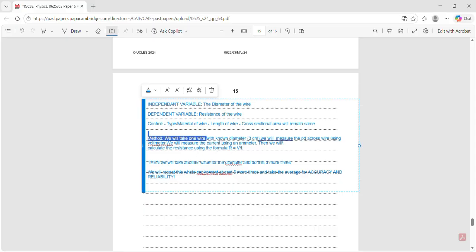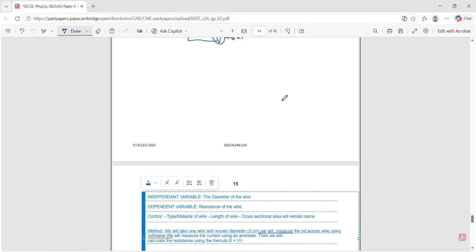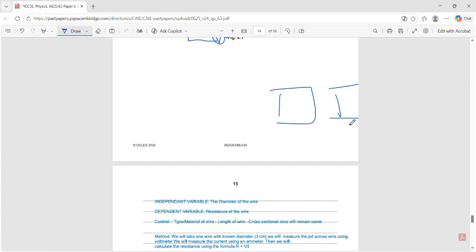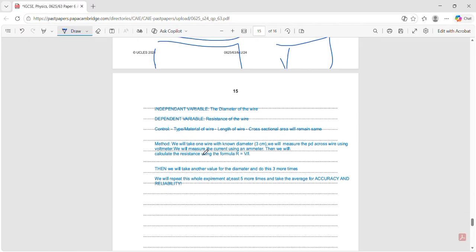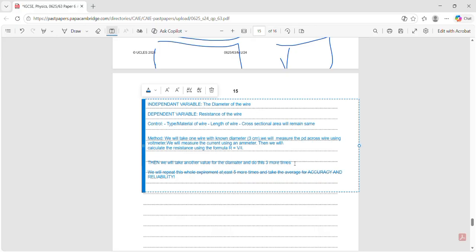Then we have to take for another value. As I said, if you're making one beaker, you need to take for more beakers. So same over here, this is one wire, then you need to take for another wire. Okay, it's the same thing here. Then we will take another value for the diameter and do this 3 more times with other wires. We will repeat this whole experiment, everything, at least 5 more times and take the average for accuracy and reliability. Up to this point we may have secured 6 marks already.